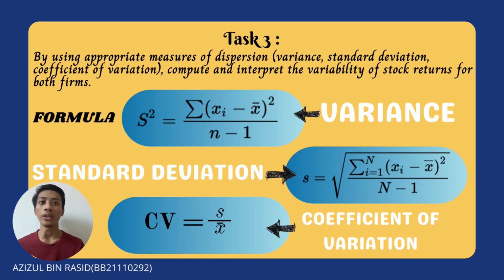The variance formula is S squared equals the sum of the squared differences between the observed values and the mean, divided by the number of sample observations minus 1. The formula for standard deviation is the square root of the variance, while the coefficient of variation is equal to the standard deviation divided by the mean.